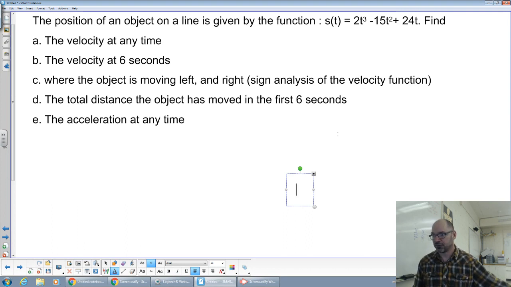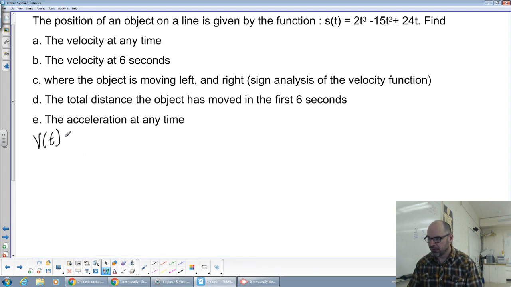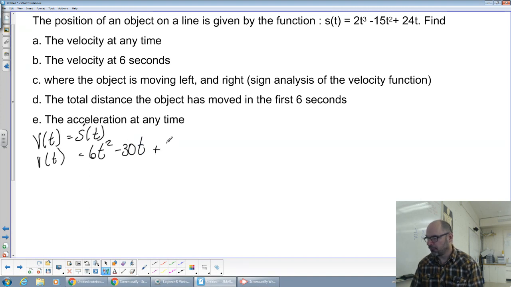Okay, so let's do the first one. The velocity at any time is just take the derivative. Okay, so let's do that first. The velocity at any time equals s prime. Okay, so the derivative of s is what we have to do. So that would be 6t squared minus 30t plus 24. Okay, sometimes you'll have to factor that to find out when the velocity is 0 and things like that. So that's what we're going to do when we do this moving left and right thing.